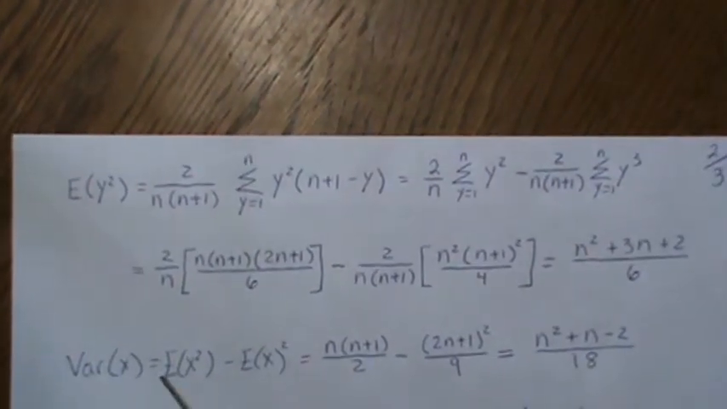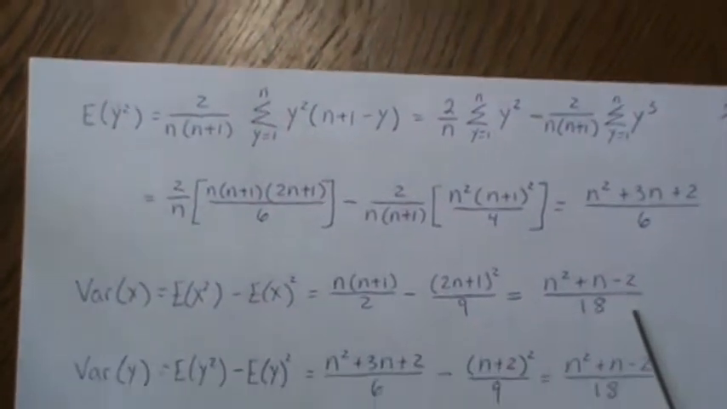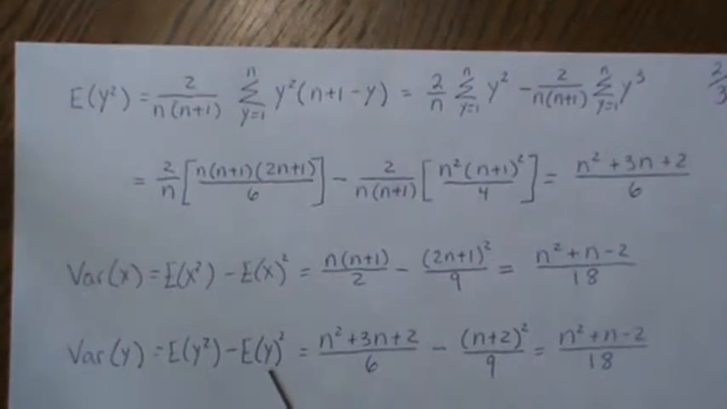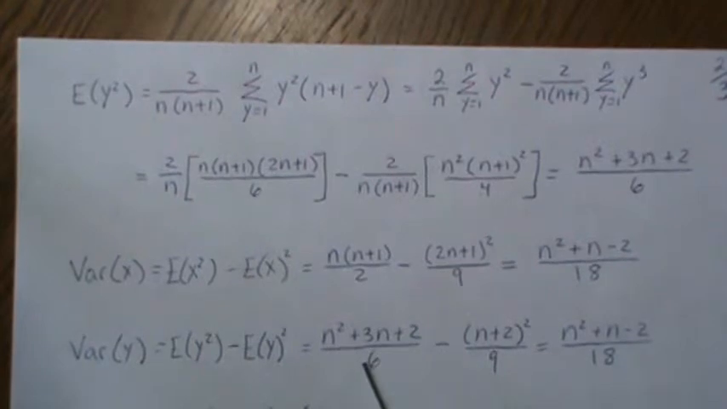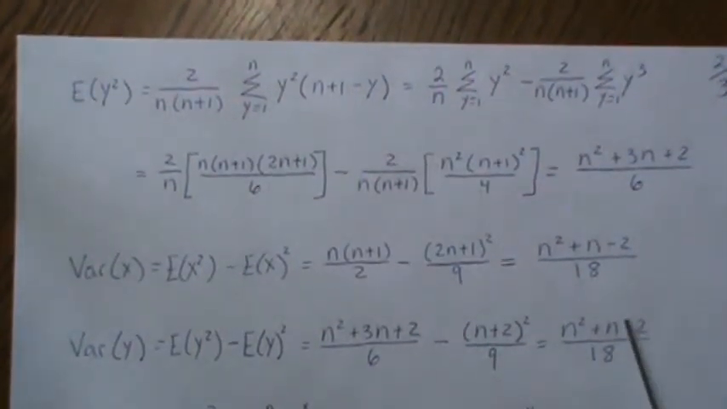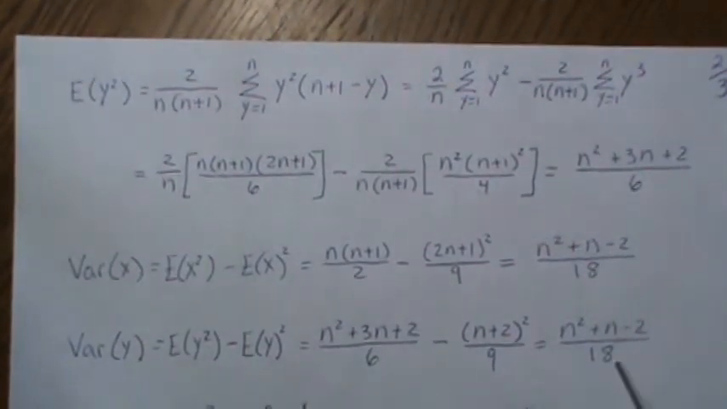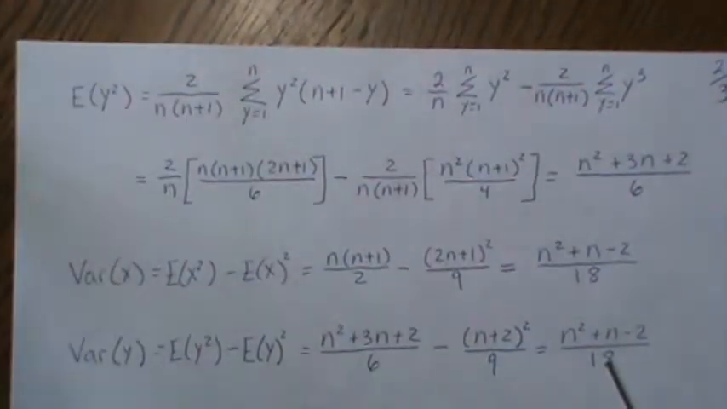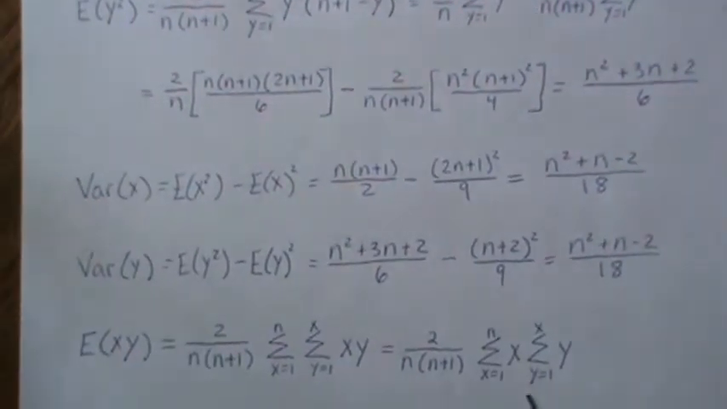Now the variance of x is what we calculated on the previous page. The variance of y is the expected value of y squared minus the expected value of y, quantity squared. So we put the expected value of y squared there minus the mean squared, and it reduces to this. The two variances end up being the same, which is going to help us when we calculate the correlation. Now, to calculate correlation, we need the covariance.